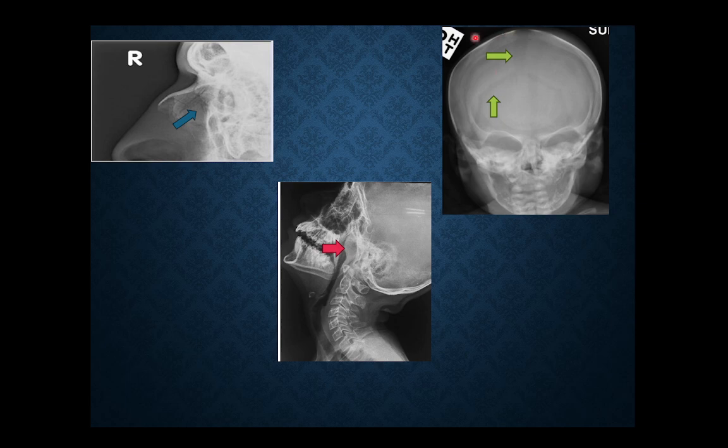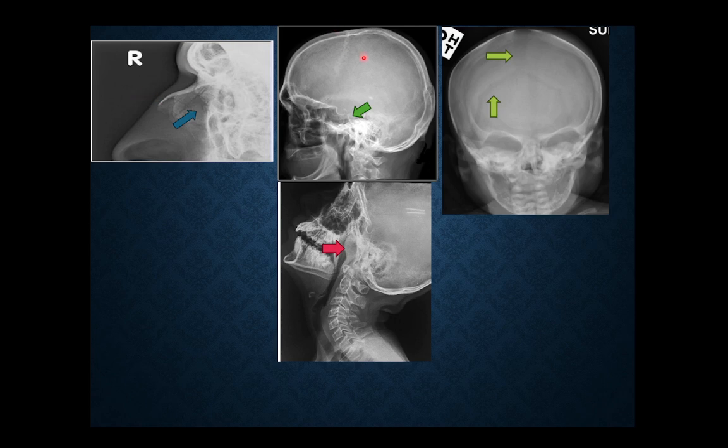Okay, so this is a nasal bone lateral view. This is the nasal bone and part of the nasal septum as well. If you remember, the nasal septum is formed anteriorly by cartilage, posterior superiorly by the perpendicular plate of the ethmoid, and posterior inferiorly by the vomer. So this part is the vomer.